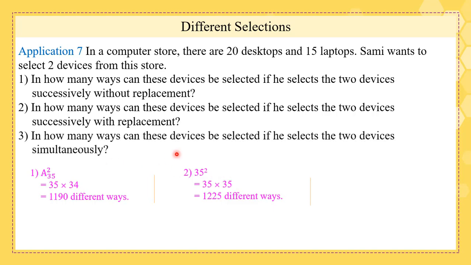Finally, what is the number of ways if Sammy selects them simultaneously? Try also to do it alone. So this is a combination. We are choosing 2 devices out of 35, which is 595 different ways.